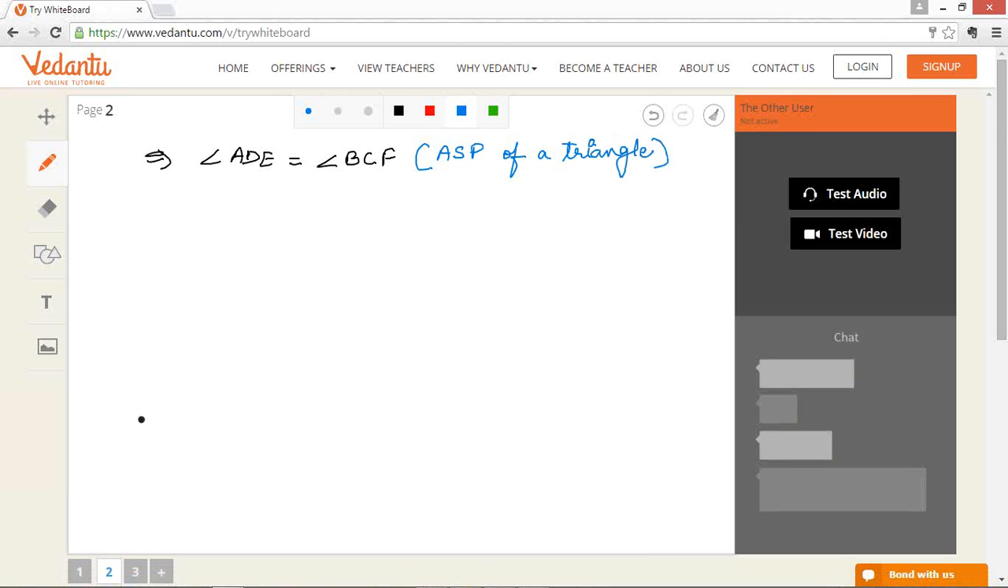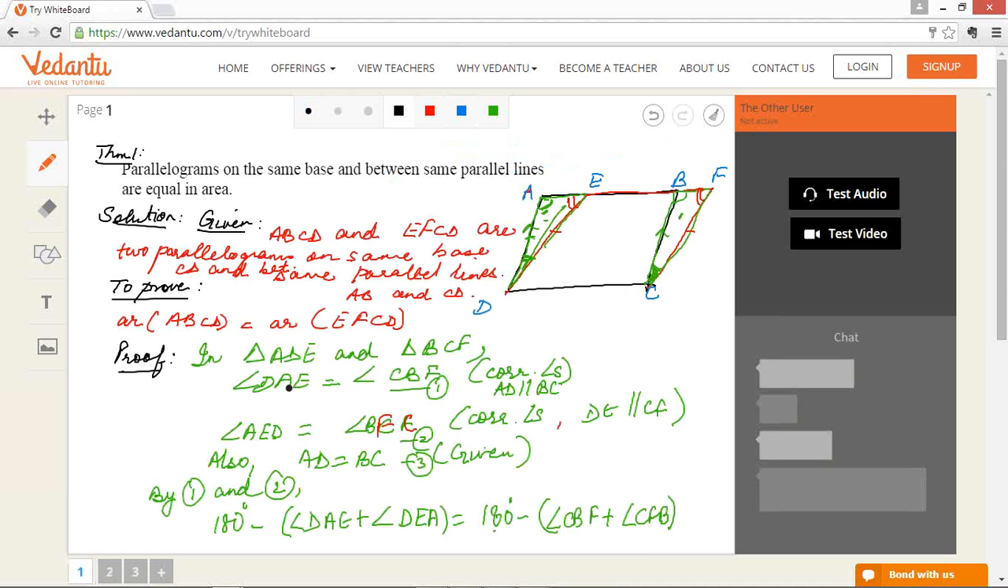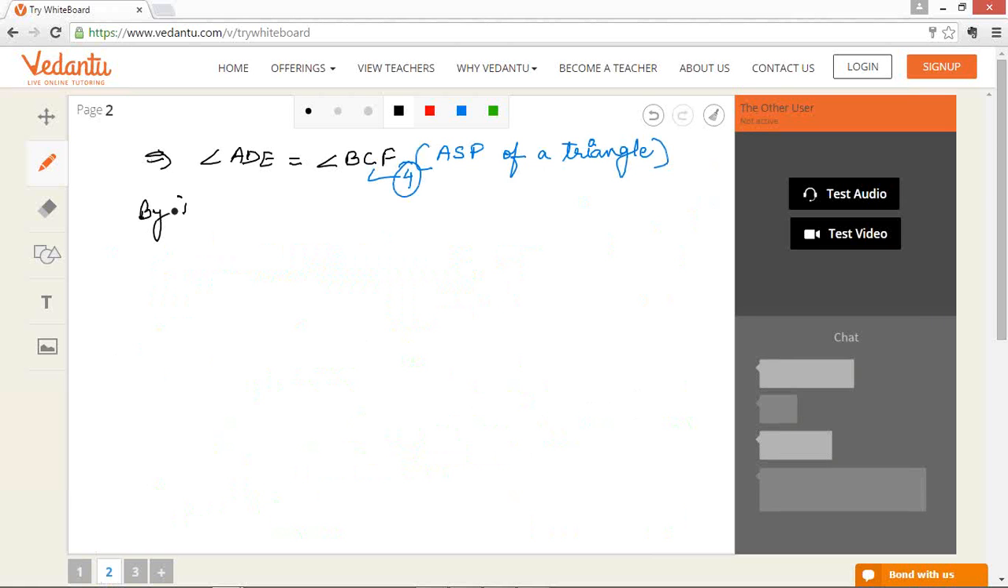Okay. So now we will mark it as 4, because we have already marked 1, 2, 3. Now if you see, equation 1 is DAE, this one, 3 is AD equals BC, and the triangles ADE equals BCF. So by equations 1, 3 and 4, what do we have? We have that the two triangles are congruent, and by a valid congruency property, triangles are congruent by ASA.